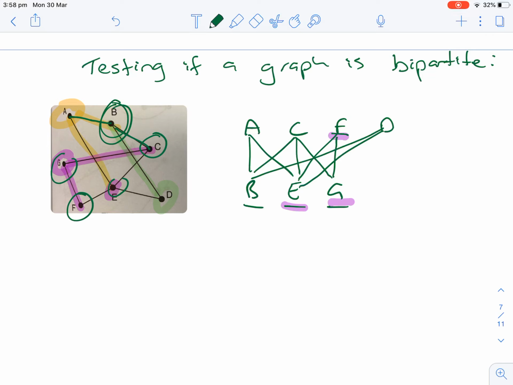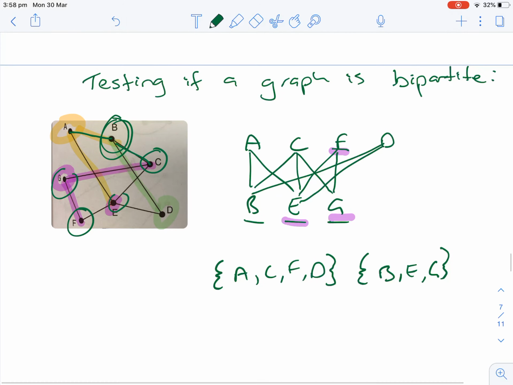Sometimes the question will ask you to do that, sometimes they'll just ask you to list the two sets. So if I was listing the two sets, that's a set notation sort of symbol, and my vertices would be A, C, F and D for one set, and my second set would be B, E and G. But generally speaking, as long as you draw those with those two sets segregated, that would be fine. So that's bipartite graphs, and I think that's all we need to do just for the moment. Okay, thank you.